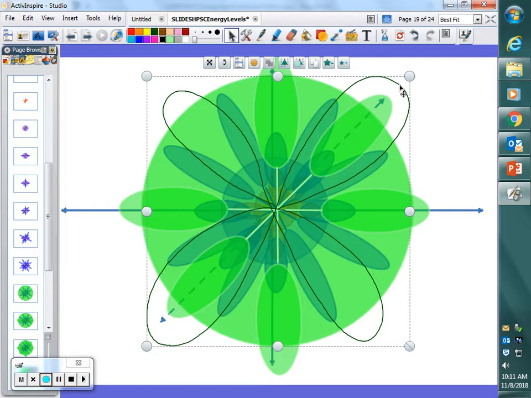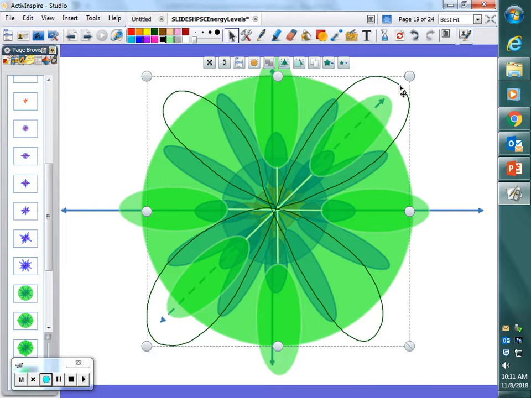You are not being graded on the neatness of the drawing.